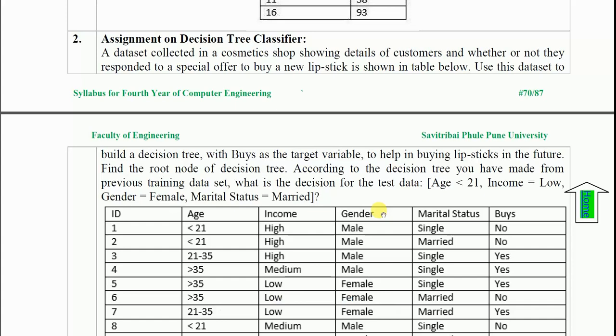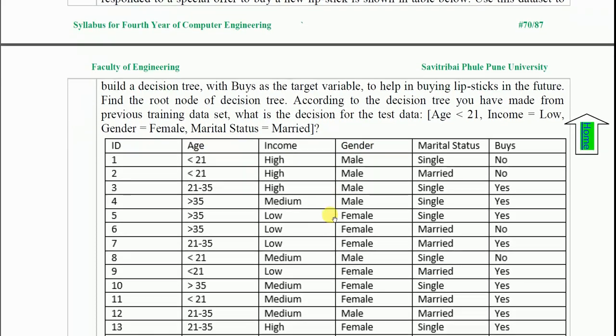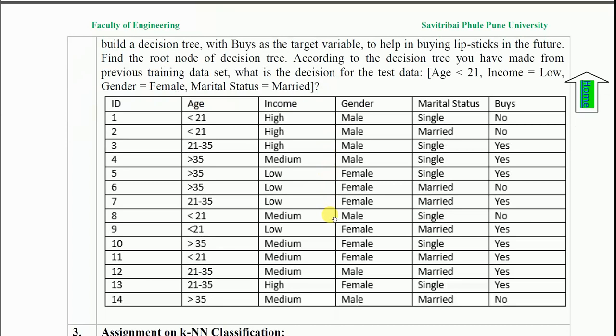In this assignment they have given us the data, which we have to manually feed into a CSV file, and we have to create the data set on our own, because they haven't provided us with a data file. Due to that, we have to create a CSV file for it.